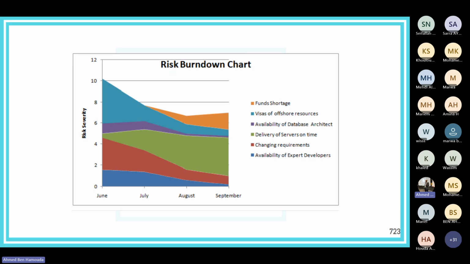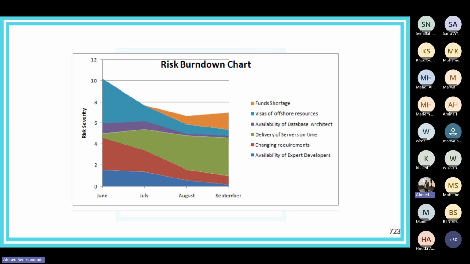We have a second risk, a small one, of not being able to find a database architect. There is a third risk, which is quite small, which is to have delays of the server's delivery. Then there is one major risk of the client changing their requirements, because they often do that. And there is one minor or medium risk, which is not to be able to find expert developers.